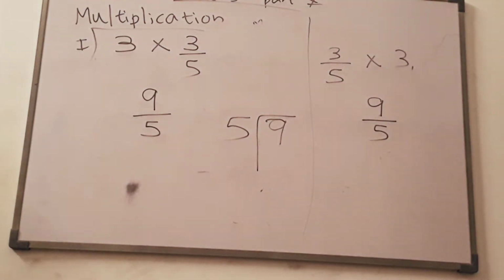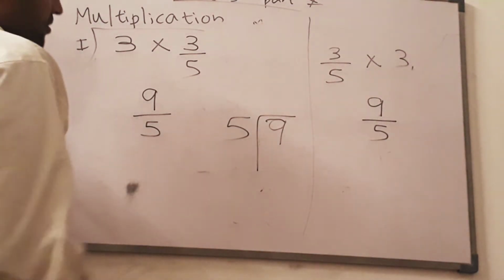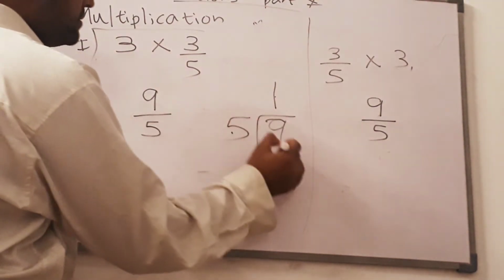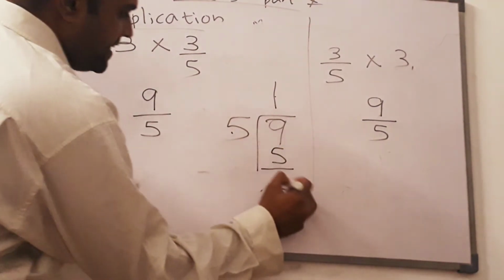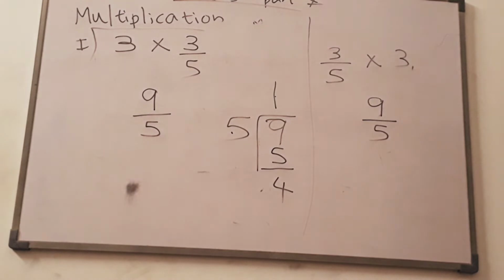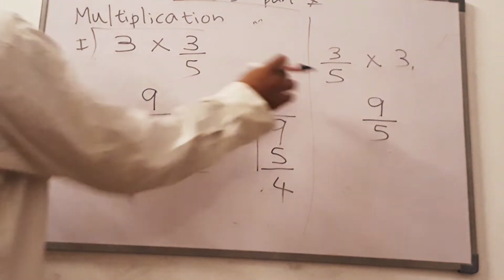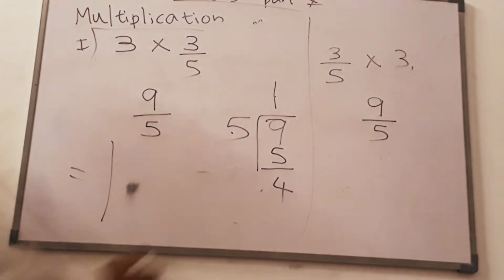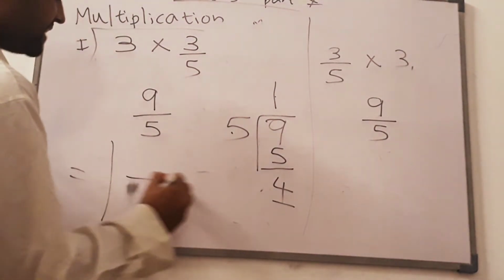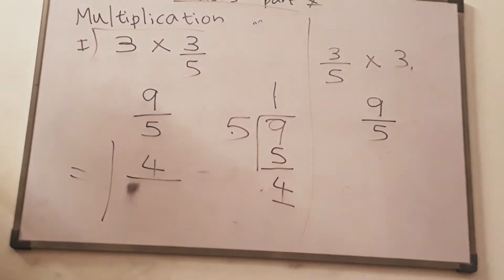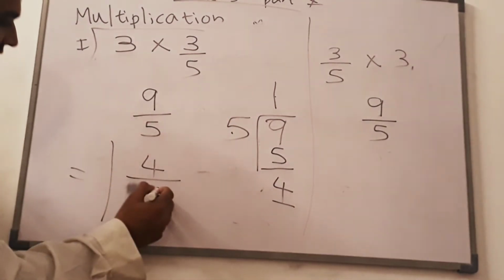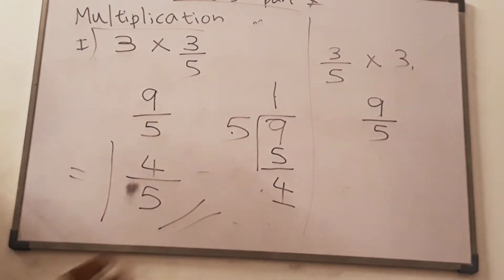How many 5s are there in 9? That is 1. 1 times 5 is 5. The remainder is 4. This means 1 is the quotient, and the quotient acts like the whole number. The remainder 4 acts like the numerator, and the divisor 5 acts like the denominator. So this is the answer here.